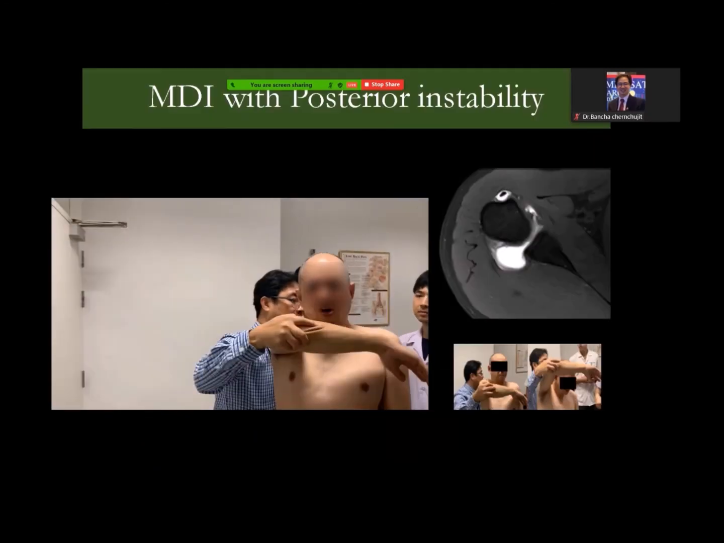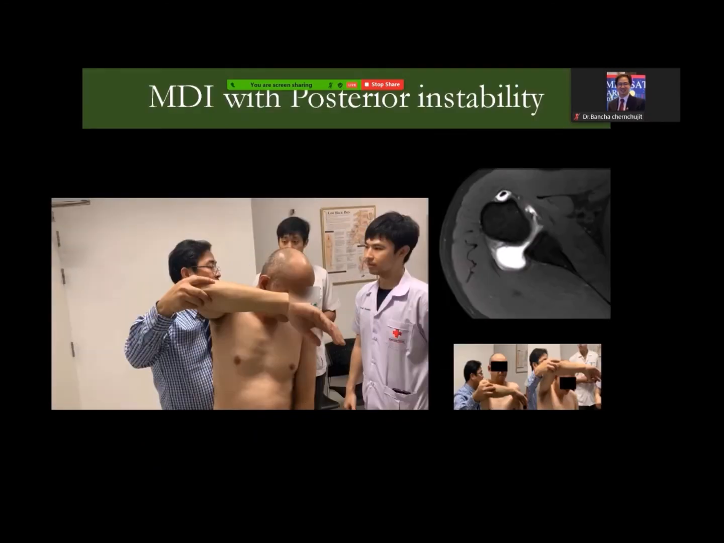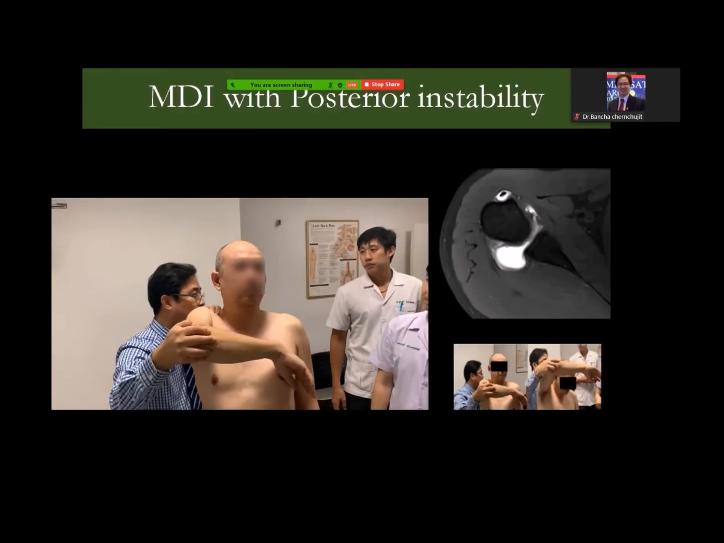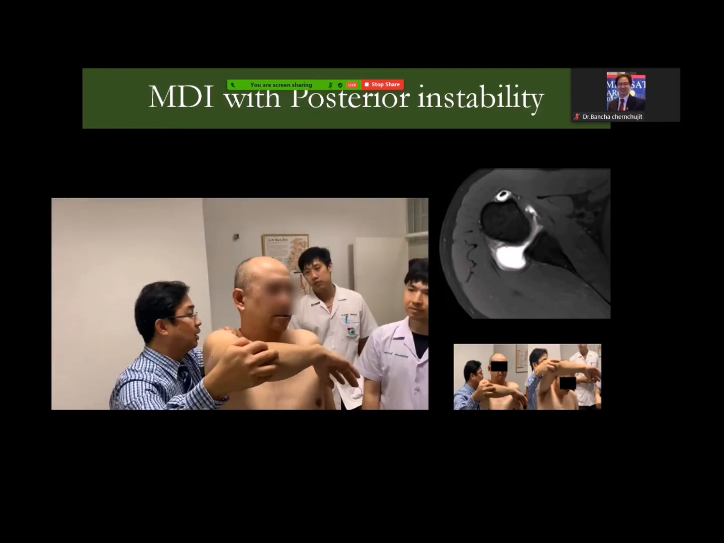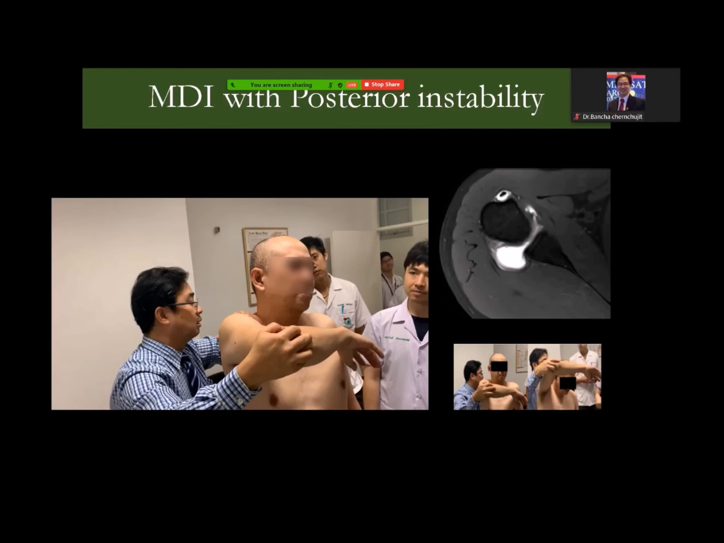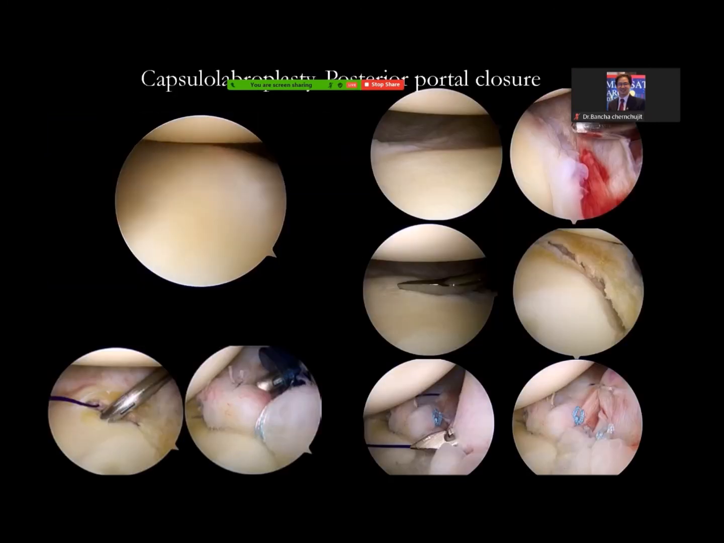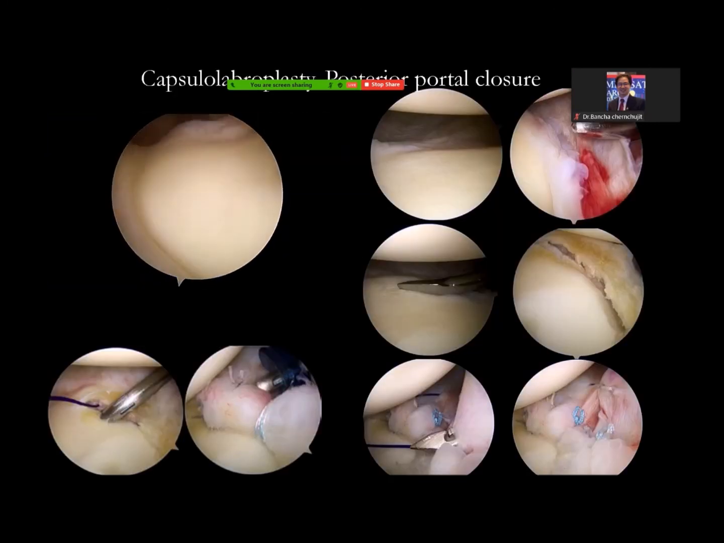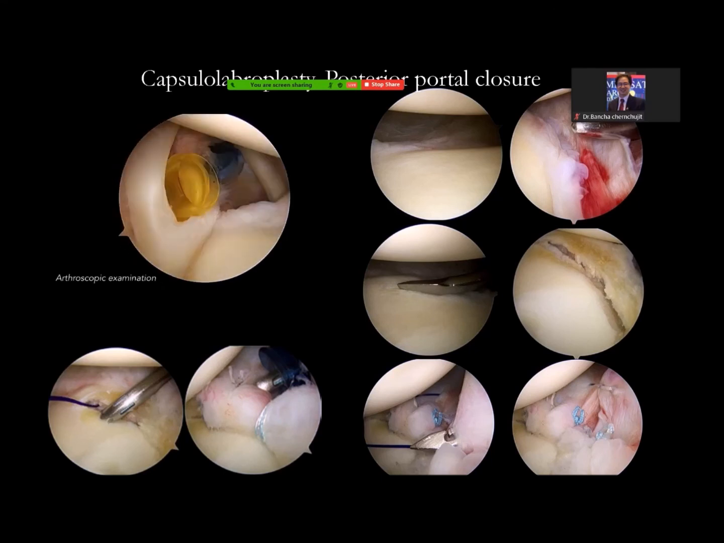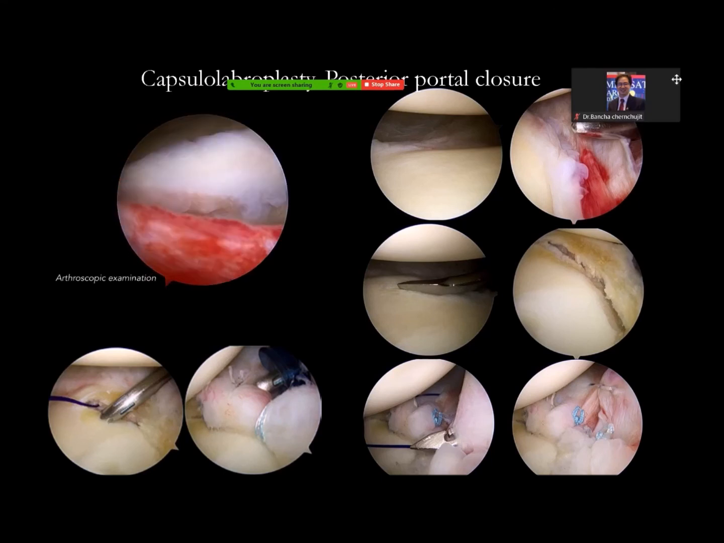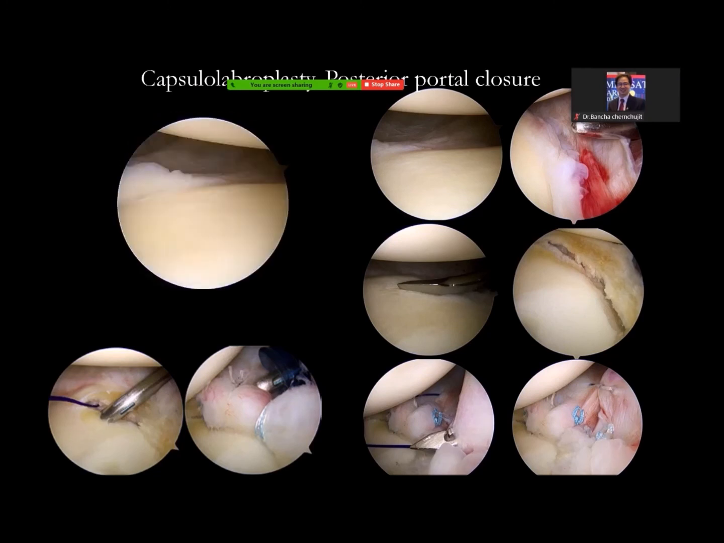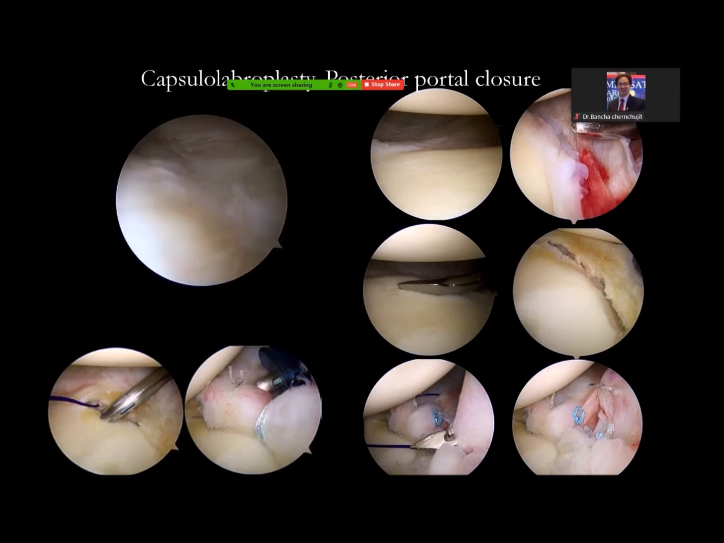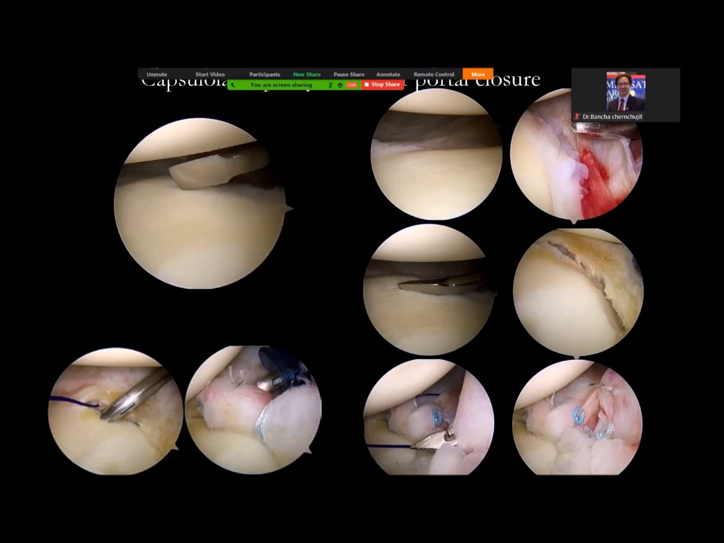The next patient, he has a painful Kim test positive. You see that it's so much pain. He has MDI with a posterior instability. We get in and we found that the posterior labrum is quite red, and also a labral crack in the back. So this patient, we do the capsuloplasty starting from 6 o'clock to 9 o'clock.